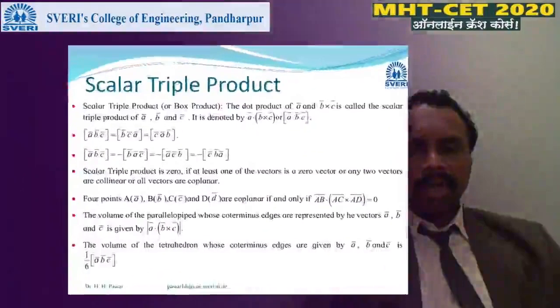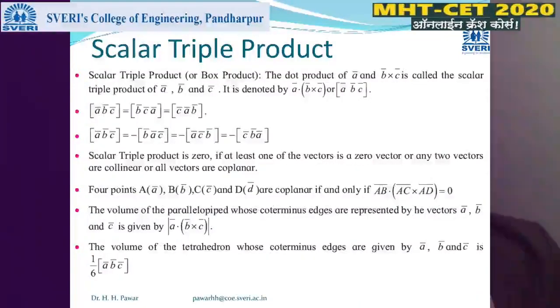Also note that 4 points A, B, C, D are coplanar if and only if AB bar dot AC bar cross AD bar is equal to 0. The volume of a parallelepiped whose coterminous edges are represented by the vectors A bar, B bar and C bar is given by the modulus of A bar dot B bar cross C bar. Hence, also note that the volume of a tetrahedron whose coterminous edges are given by A bar, B bar and C bar is 1/6 of the box product of A bar, B bar, C bar.